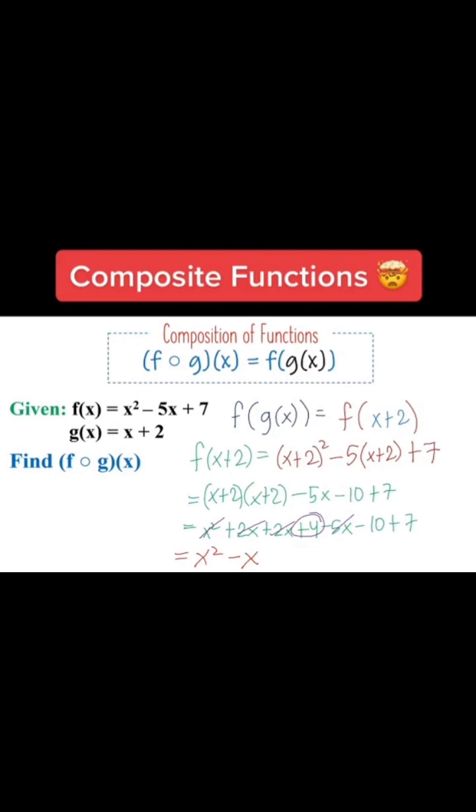Ang natitira na lang ay constant. We have positive 4, 10, and positive 7. So, positive 4 and 10, that will be 14 plus 7. That will be positive 21. So, let's write plus 21. So the answer for f composed of g of x is x squared plus 9x plus 21.